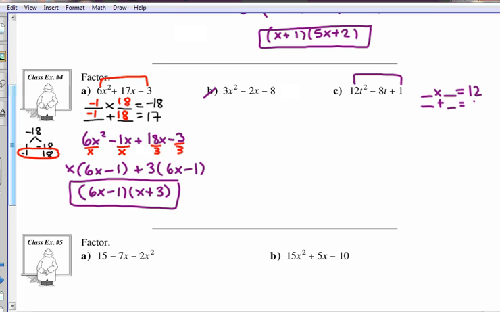negative 8. If we are going to multiply to a positive but add to a negative, it has to be 2 negatives. So 12, we could go negative 1, negative 12, negative 2, negative 6, or negative 3, negative 4, that add to negative 8. Negative 2 and negative 6.